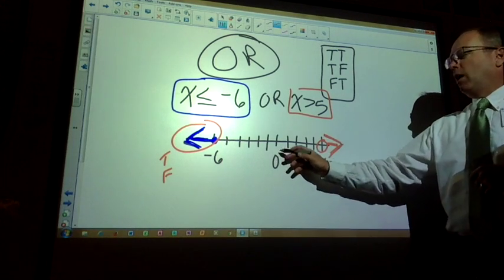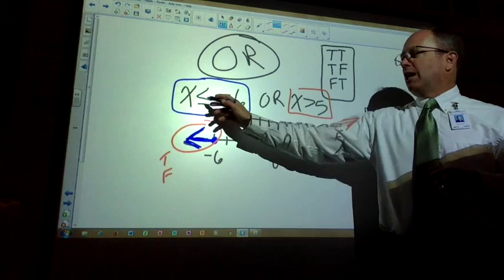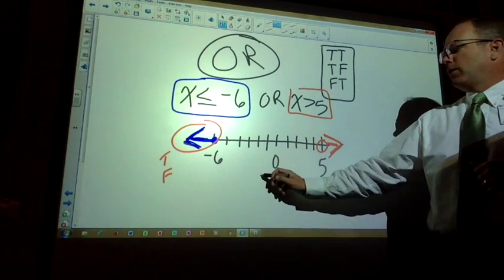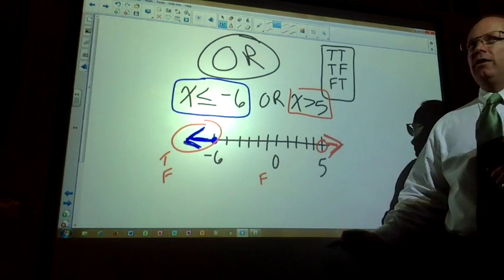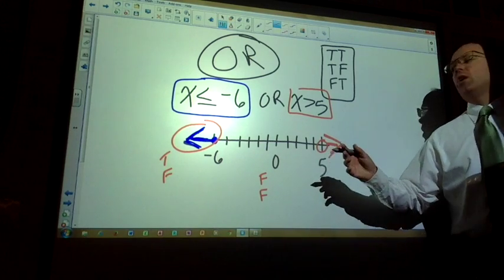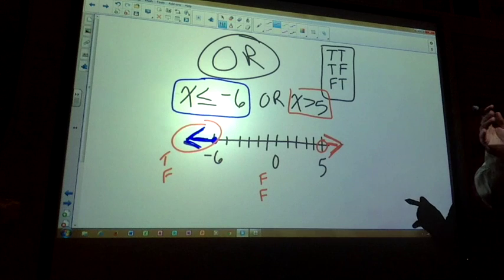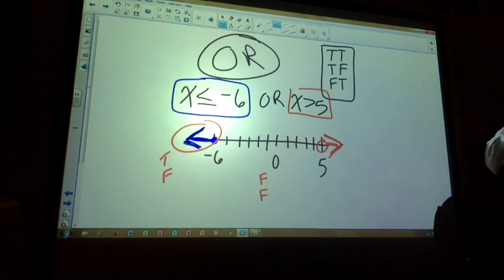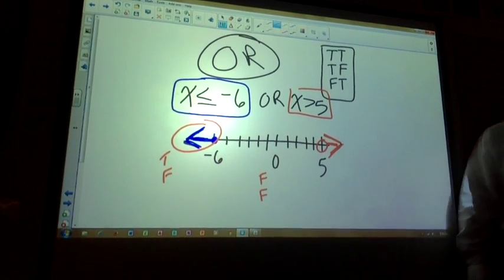Okay, let's pick 0. 0 is less than -6. No, false. 0 is greater than 5. No. This is not part of the solution. Why is that? Because it doesn't satisfy any of them.